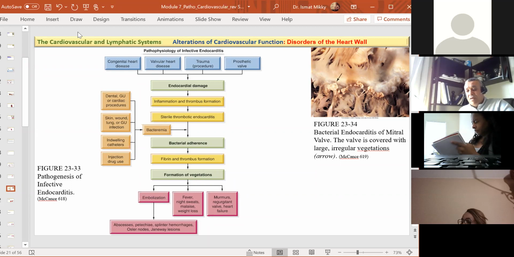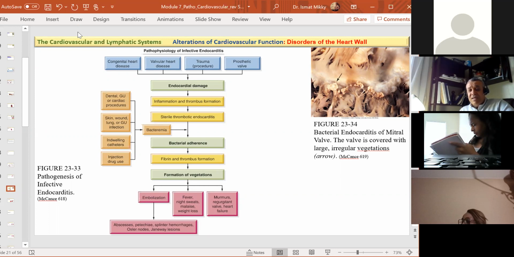Bacterial endocarditis of the mitral valve. In endocarditis, there's something called vegetation. The vegetation, which is the lesions, is a mass of platelets, fibrin, microorganisms, and inflammatory cells. All of these form deposits, what are called vegetations, in the disease process called endocarditis.